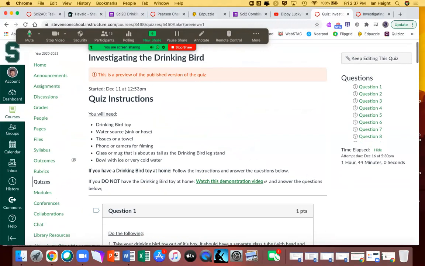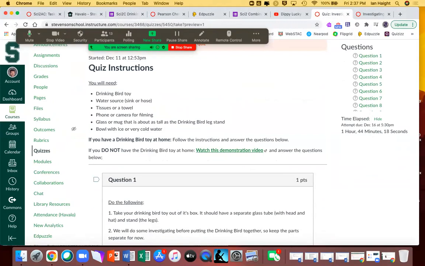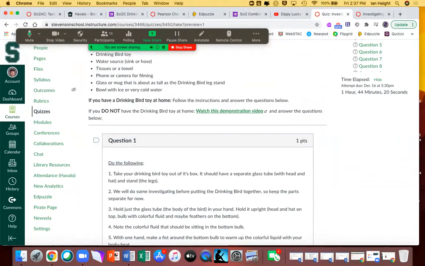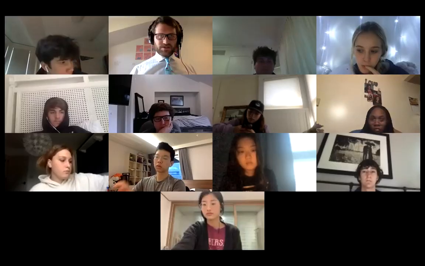So to do the actual activity, you'll need the Drinking Bird toy, a source of water, a towel or tissues, a phone camera for some filming of a Flipgrid, a glass or a mug to get the water so the bird can drink, and you'll need a bowl of ice or just really cold water. Those are the things you'll need to do these activities. If you don't have the Drinking Bird toy, you can watch the demonstration video. There's a link for it right there. It's about 6.5 minutes long. It's just me doing all these things. And just follow the instructions and answer the questions in that quiz.